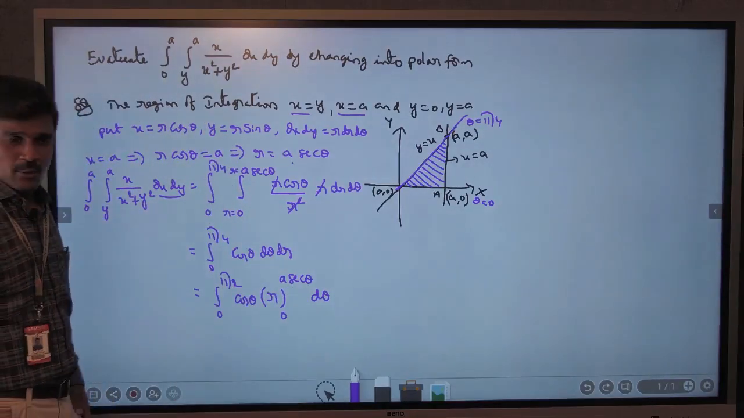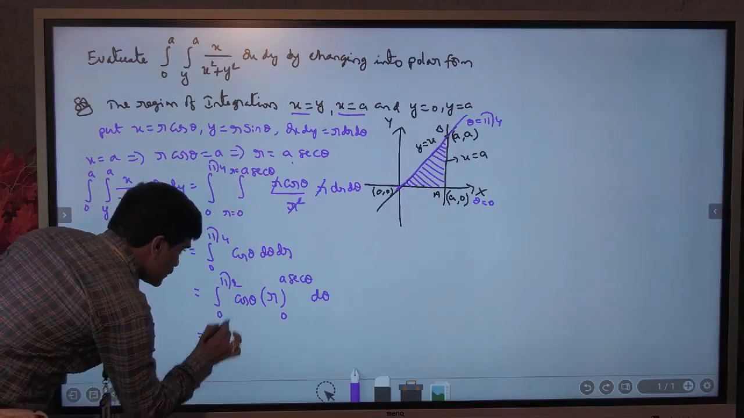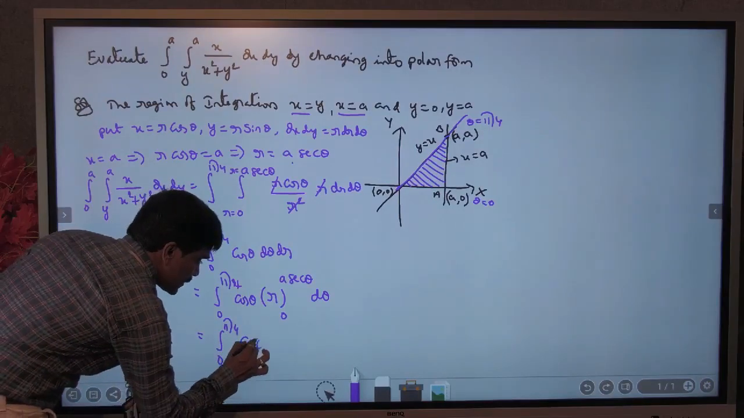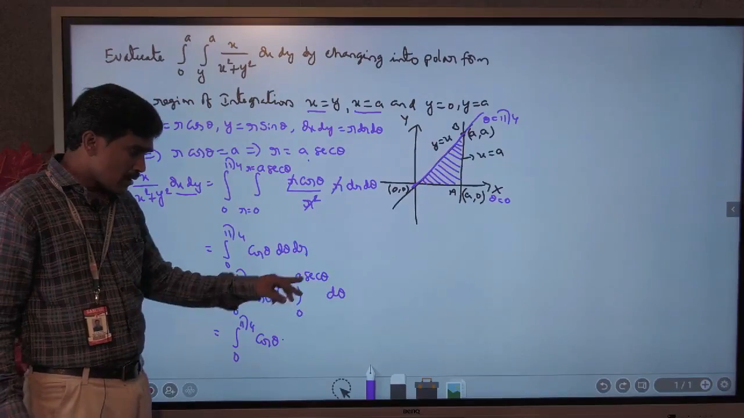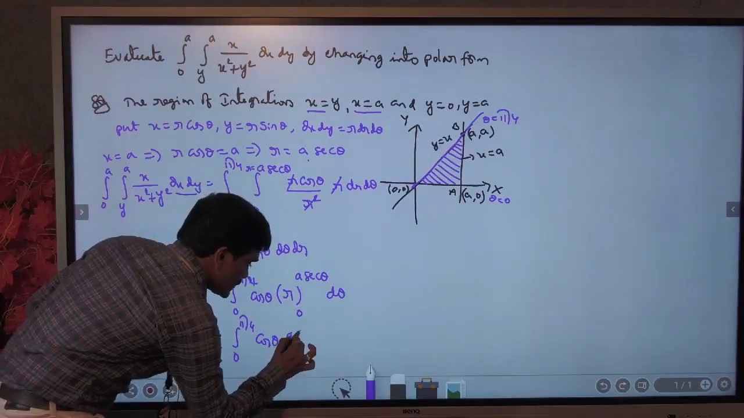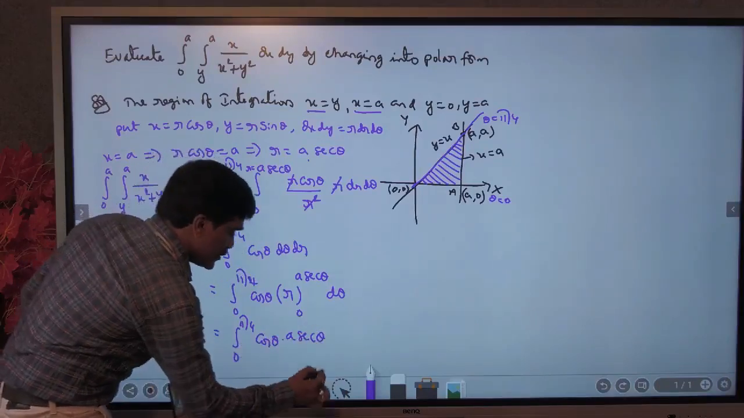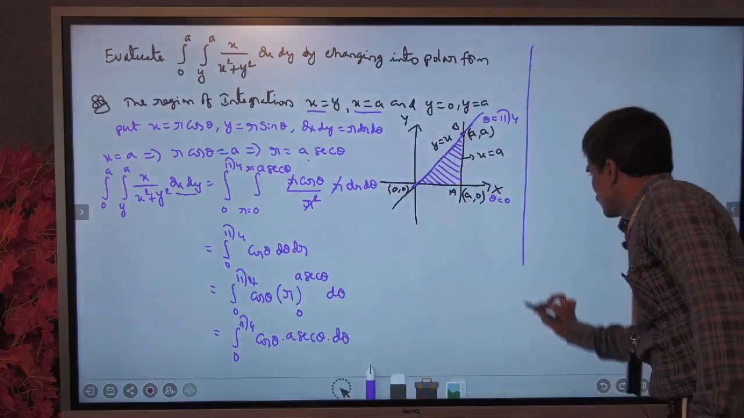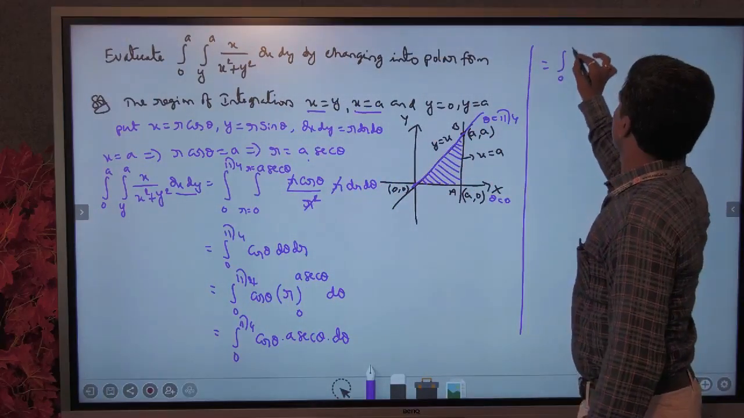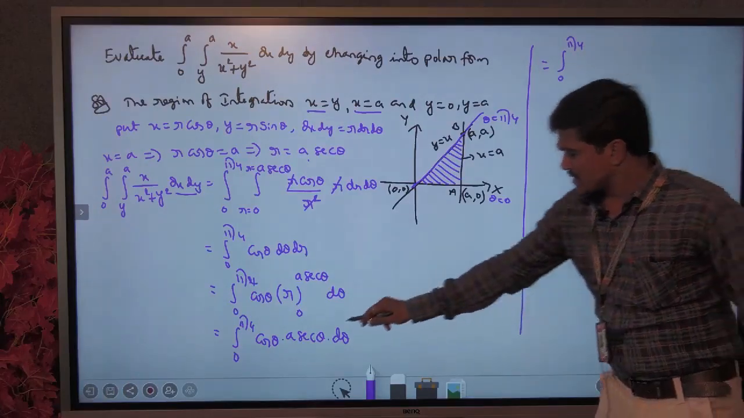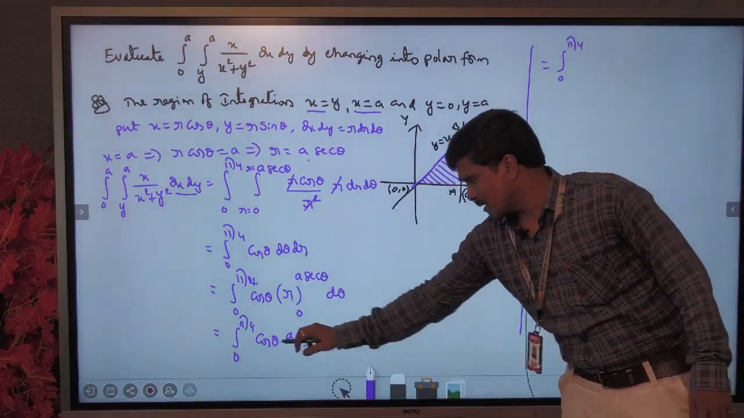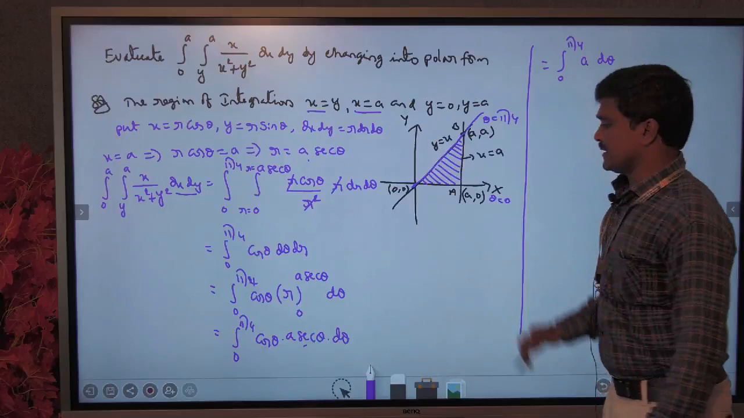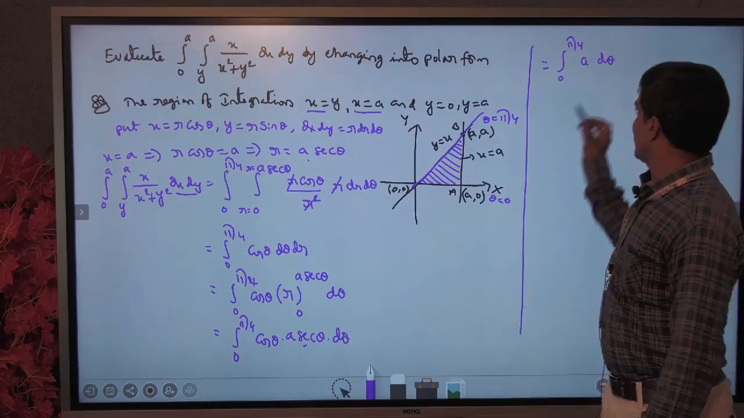Now substitute the upper limit and lower limit in place of r. Integral 0 to pi by 4 of cos theta into the upper limit of r, a secant theta, minus the lower limit 0, into d theta. Here secant theta can be written as 1 by cos, then 1 by cos cancels with cos. We get a d theta, right? So cos cancels, finally a d theta.